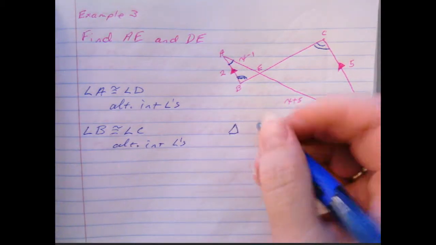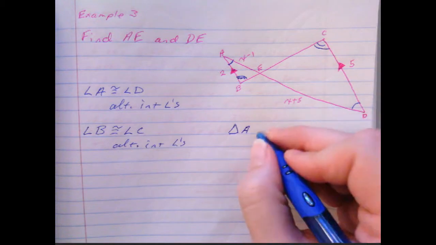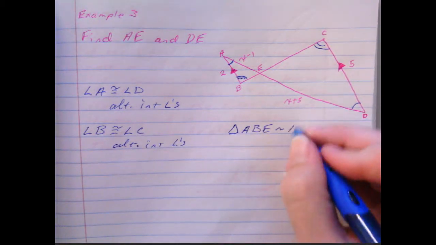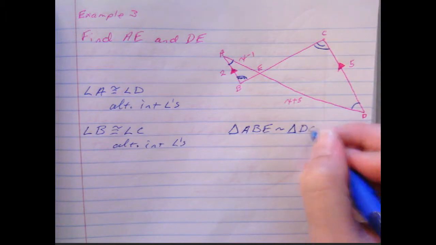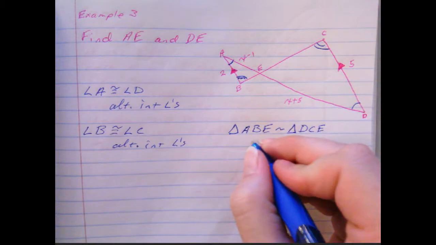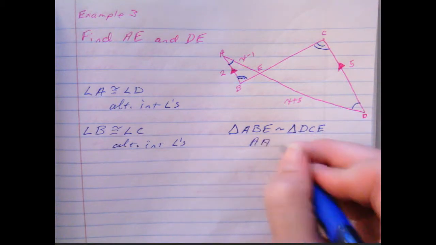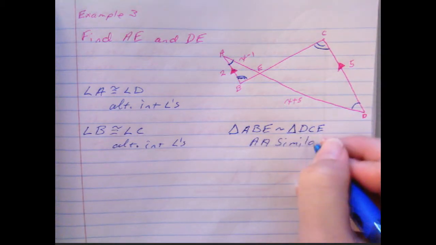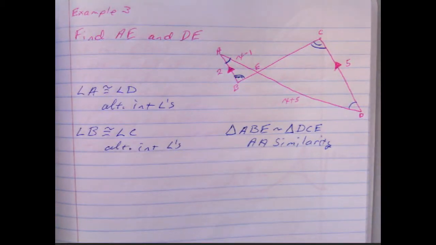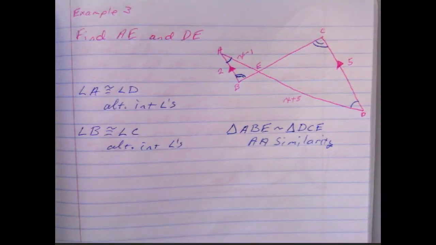So triangle ABE is similar to triangle DCE, and this is by angle, angle, similarity. So since we know that those are similar triangles, we can set up our proportions.